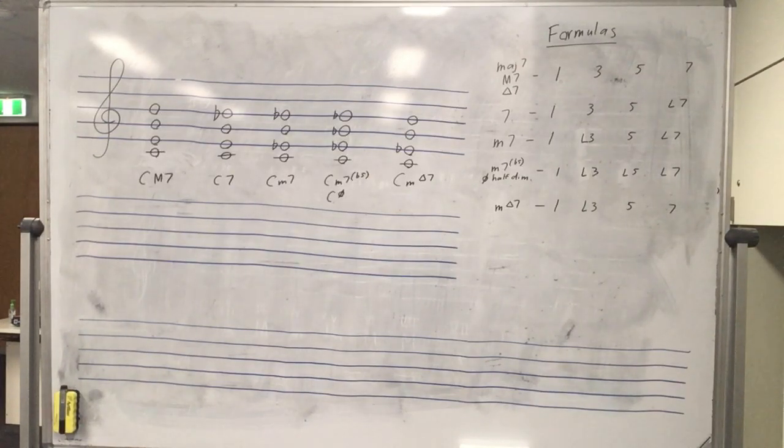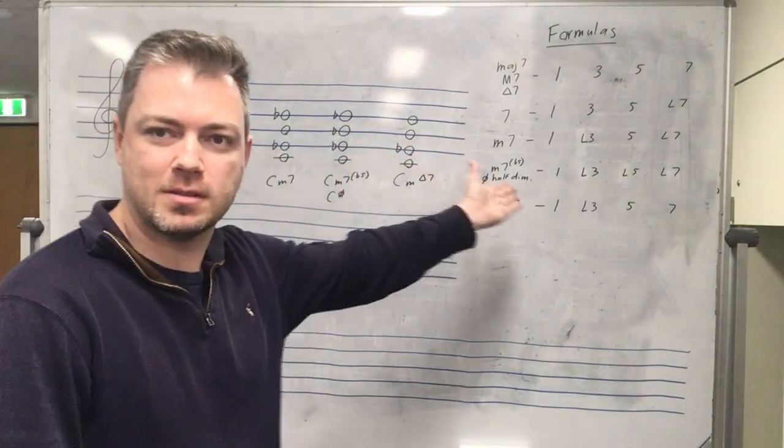We have C7. More of a bluesy sounding chord. Gets used a lot in blues. C minor 7. C minor 7 flat 5, or C half diminished. And then C minor major 7, which sounds like the end of the James Bond song. Quite unusual. They get more unusual as you go down the list, but that's what they sound like.